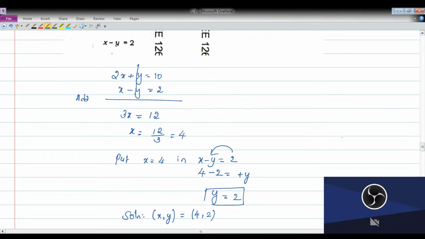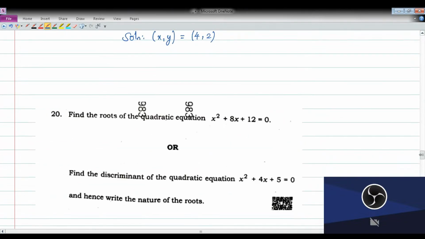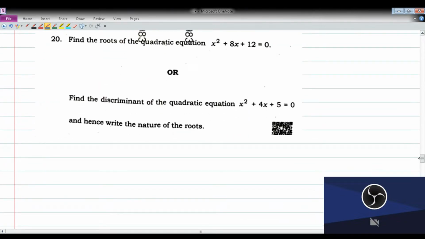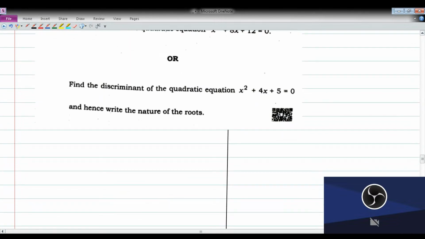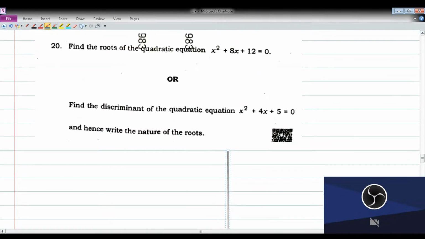Now I'm going to take question number 20. Find the roots of the quadratic equation. There are two questions here, so let us divide the page first. We'll start with the first one. We need to find the roots of the quadratic equation x square plus 8x plus 12 is equal to 0. This is the quadratic equation I need to solve.